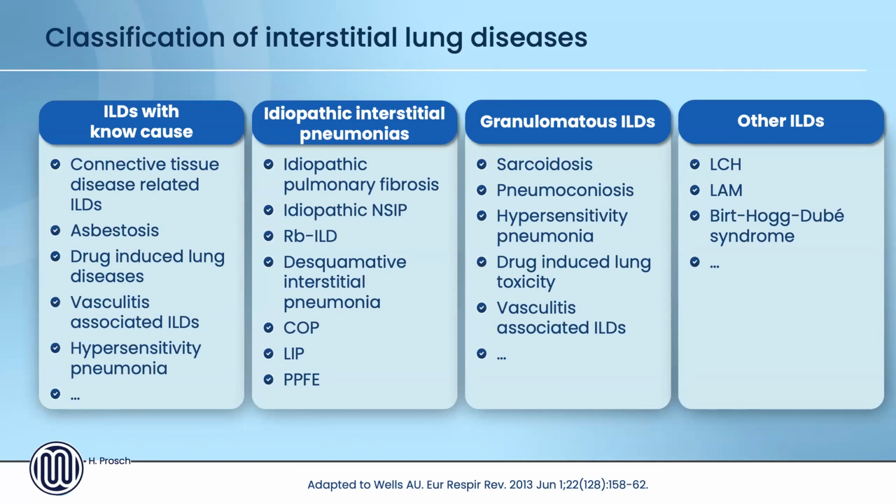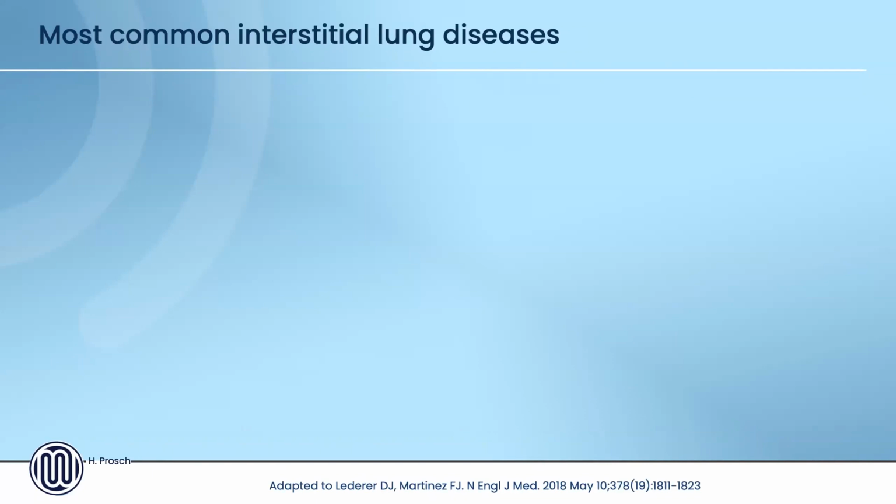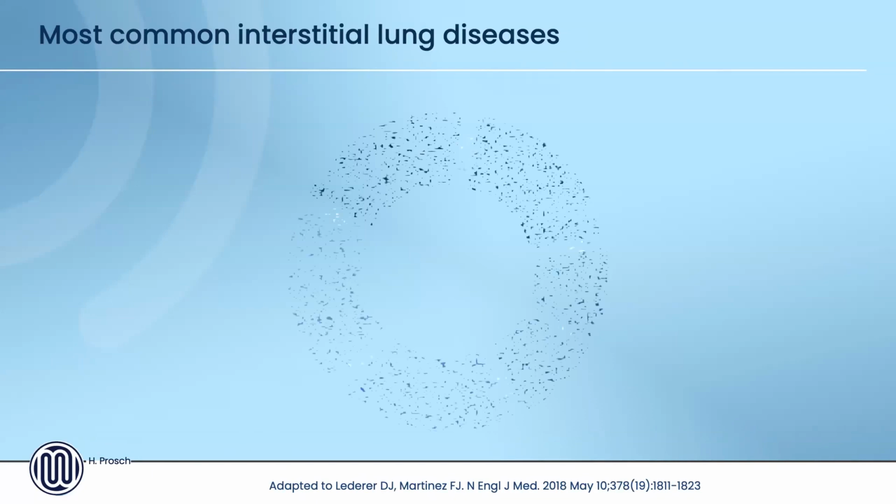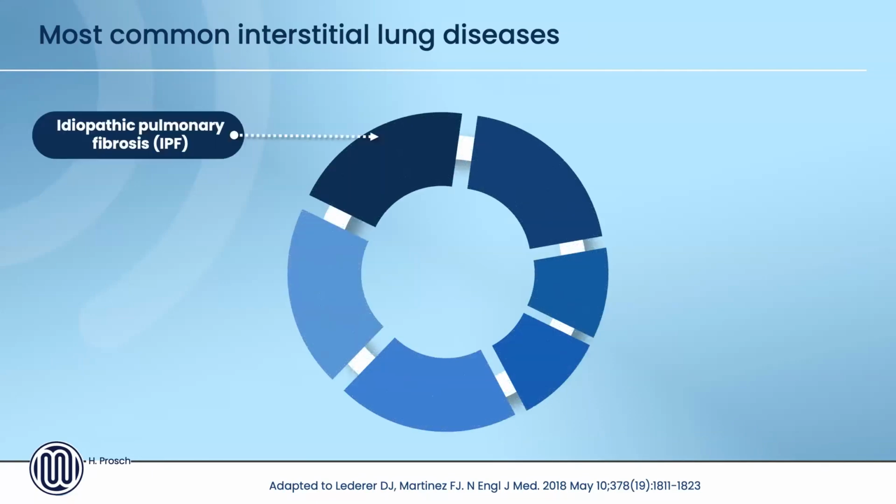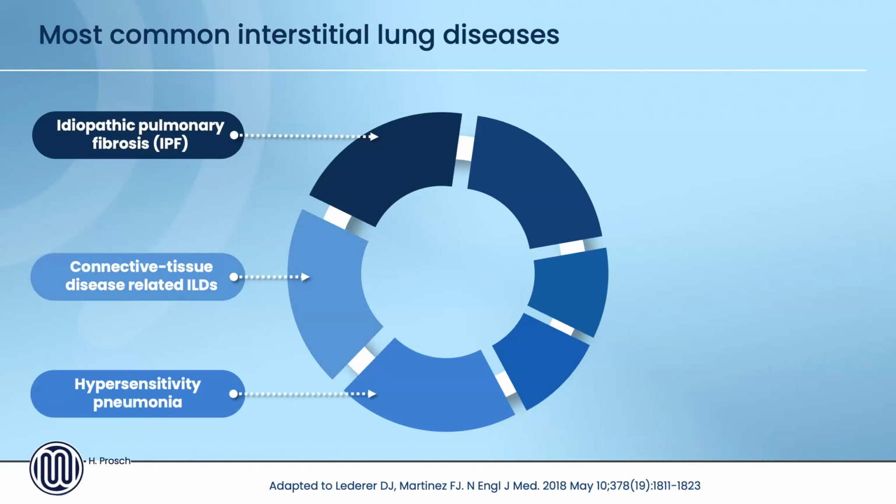In our daily life, at least from a radiological point of view, there are not that many. Most common ones are the idiopathic pulmonary fibrosis, again, the one with the worst prognosis. Then we have these connective tissue diseases and hypersensitivity pneumonia. These are the 3 big players.